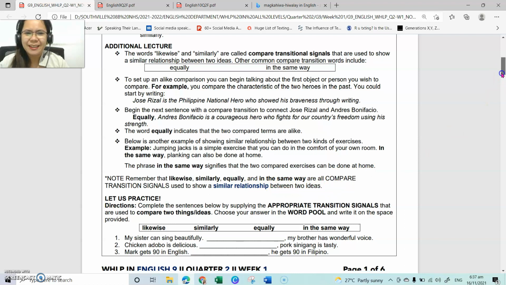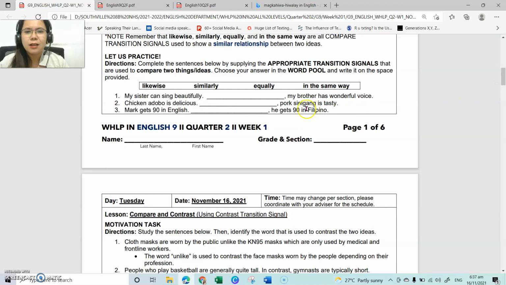Okay? Now let us practice. Here directions, you have to complete the following sentences by supplying the appropriate transition signals that are used to compare two things or ideas. So you're going to choose your answer in the word pool and write it on the space provided. So you're going to write your answer here. No need a sheet of paper.